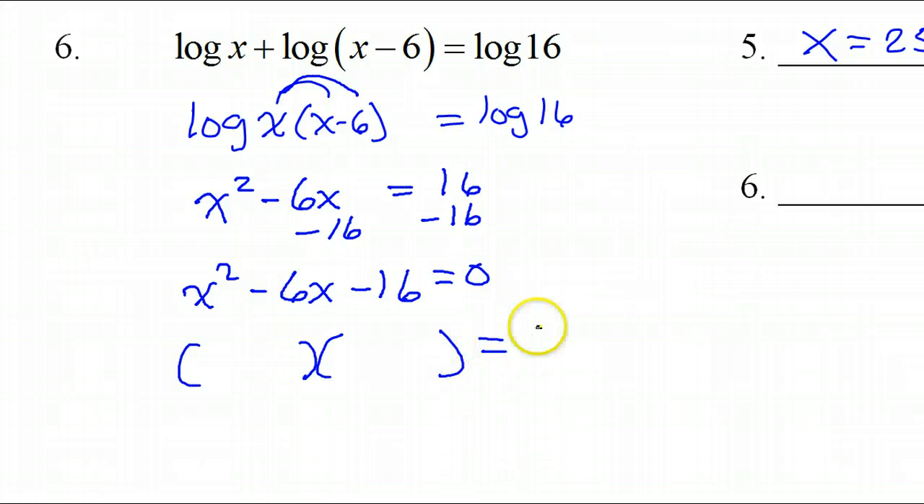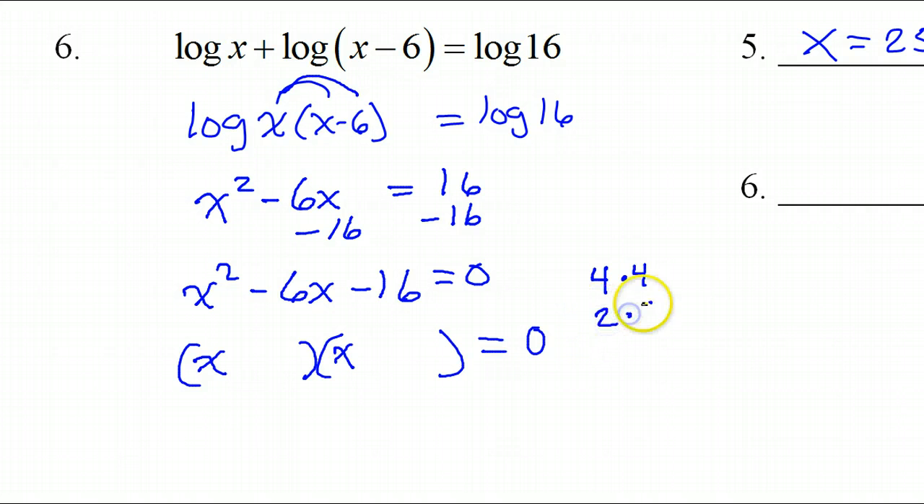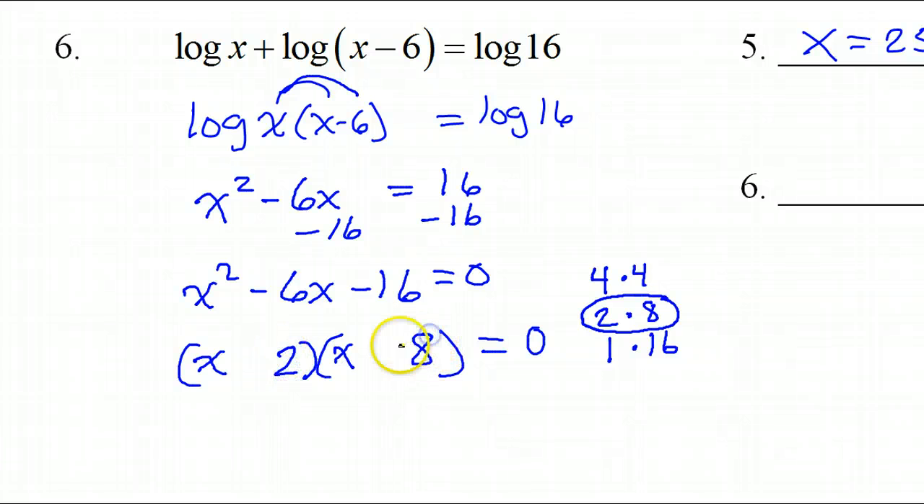Okay, time to factor if we can. Now x squared is x times x. 16, it could be several things. It could be 4 times 4, or it could be 2 times 8, or it could be 1 times 16. We need the inner and the outer to make the middle, so we're shooting for a -6. So I'm going to take a good hard look at 2 times 8 first. All right, so 2 times 8.